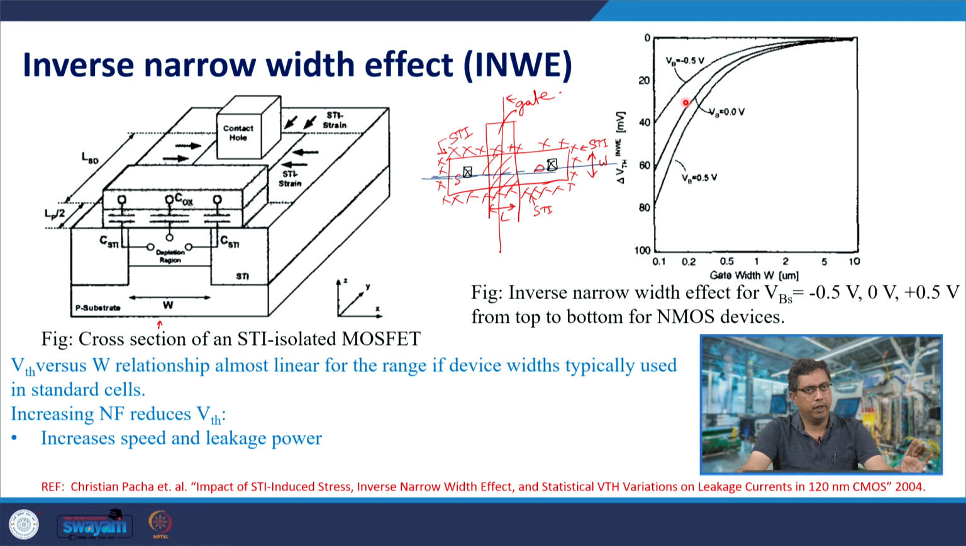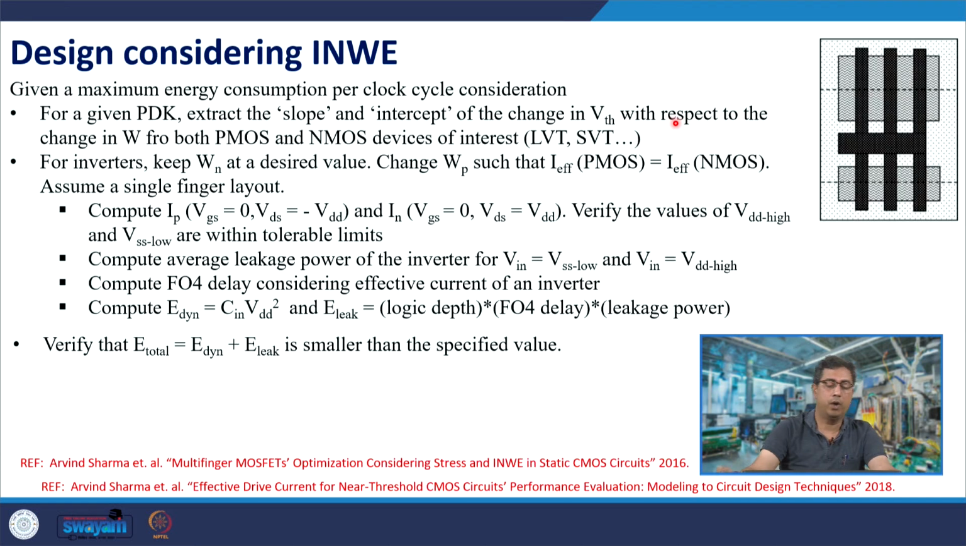So, the finger width would be quite small and you would be limited to a very small range of this x axis, and therefore, you would find that the threshold voltage almost reduces linearly as you reduce the width of the device. So, how do we use this in inverse narrow width effect aware circuit design?